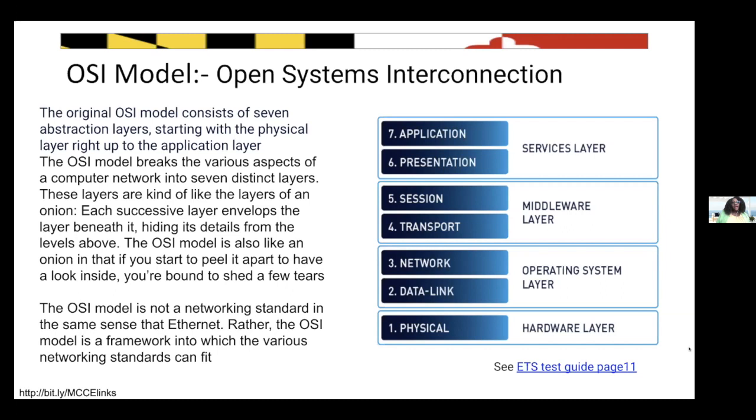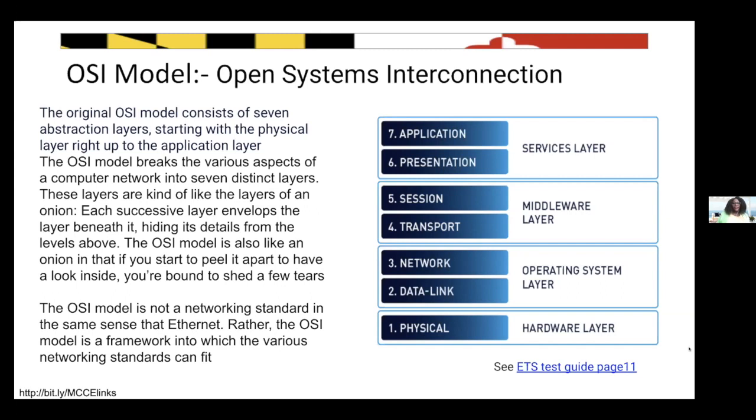These layers are kind of like the layers of an onion. Each successive layer envelops the layer beneath it, hiding its details from the levels above. So the OSI model is also like an onion, in that if you start to peel it, to have a look inside, you're bound to shed a few tears, because unless you're doing networking at the physical hardware level, there's a lot that goes underneath that layer. And what you interact with is 6 and 7. For most of us, that's all we need to do.